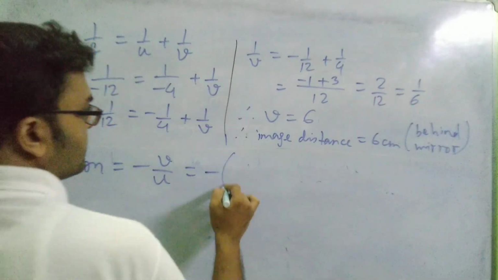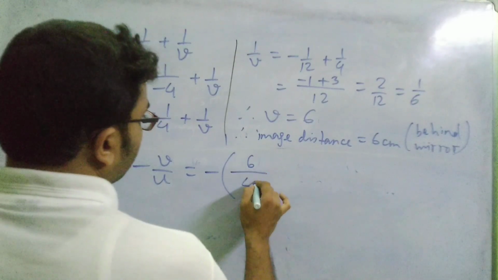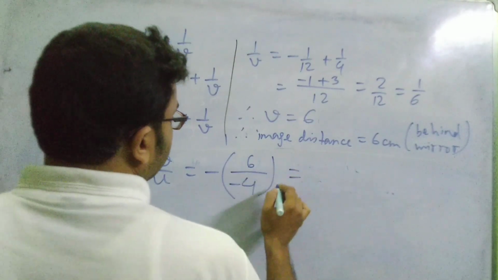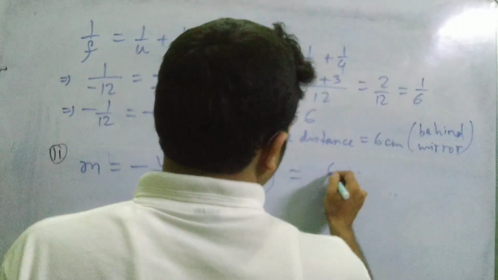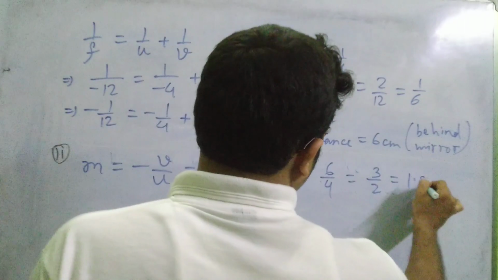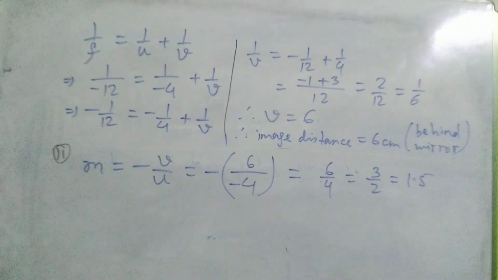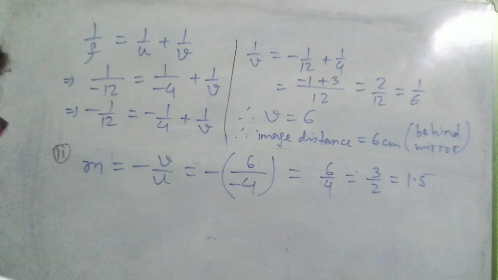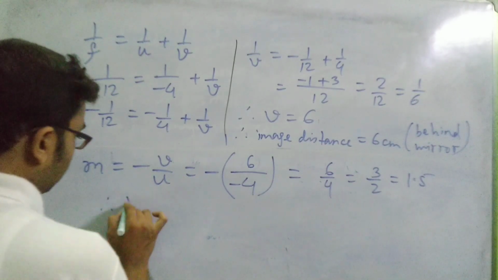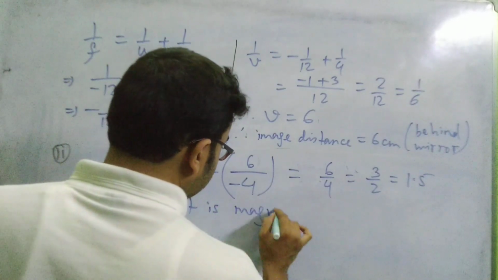So minus sign remains outside. v is 6 by u is minus 4. So the minus sign cancels out. It's 6 by 4, which means 3 by 2, which means 1.5 positive. So definitely we know, as the magnitude of m is greater than 1, without considering the sign, it is magnified. So it's magnified. Hence the image is magnified.